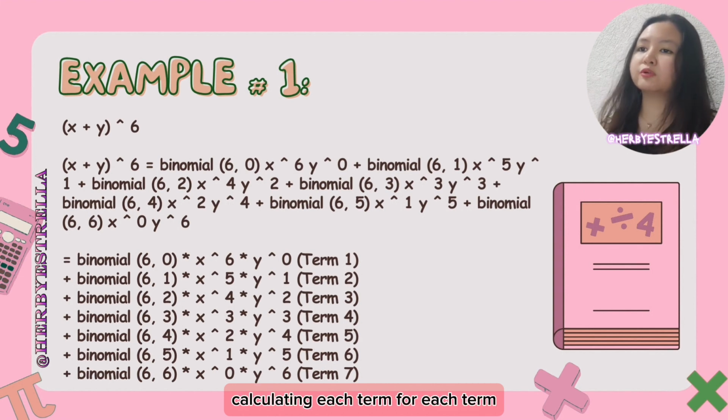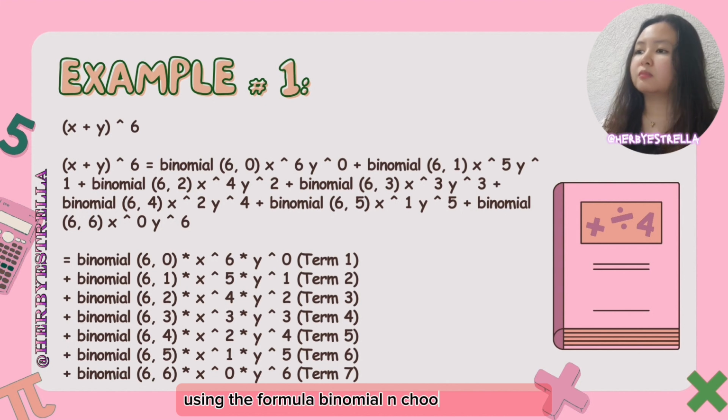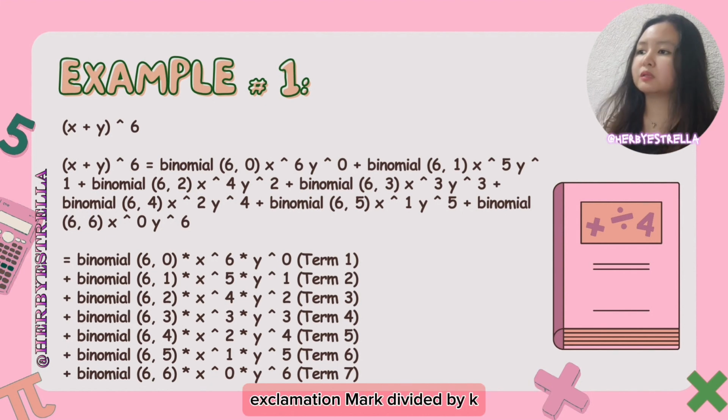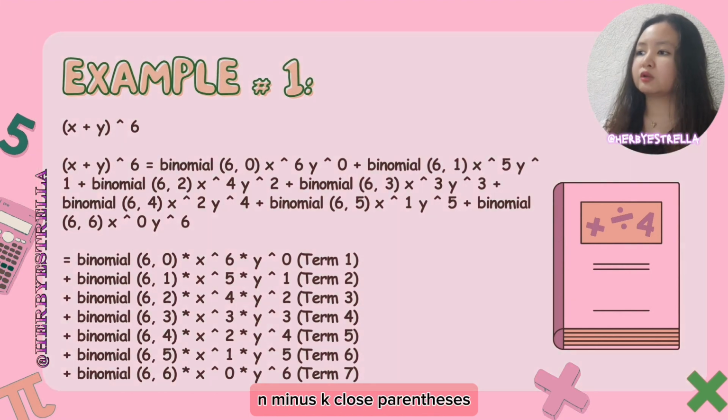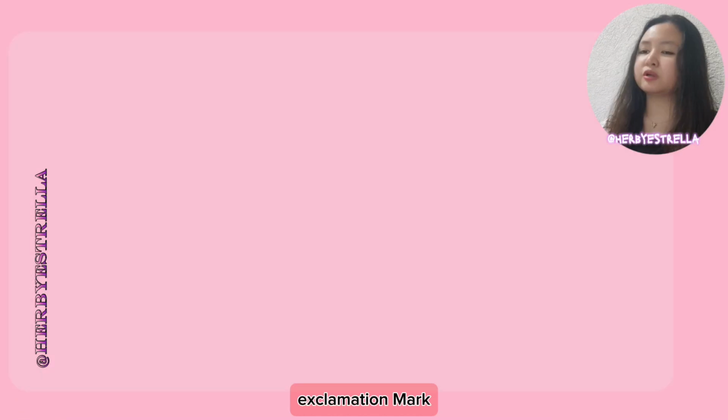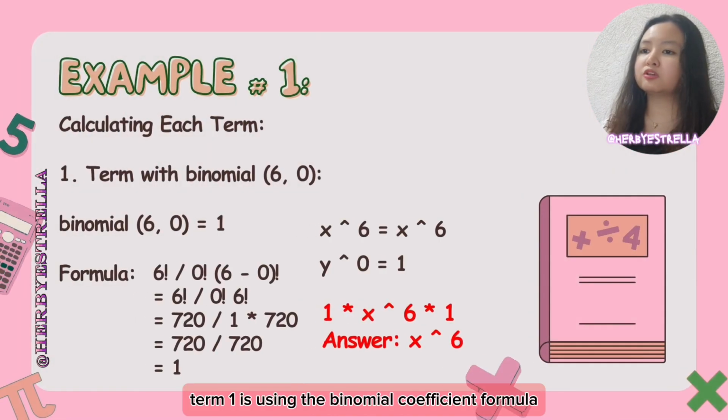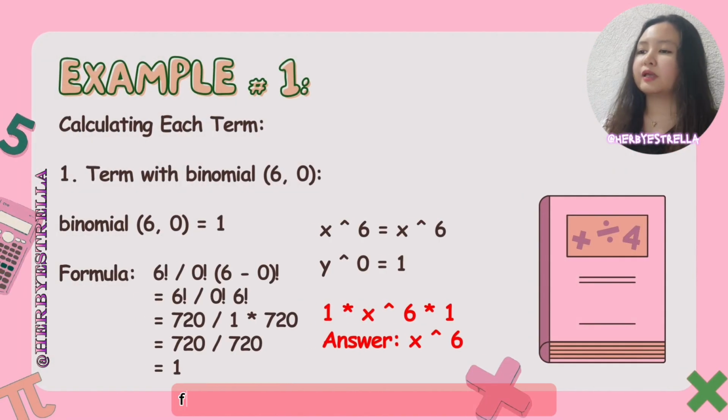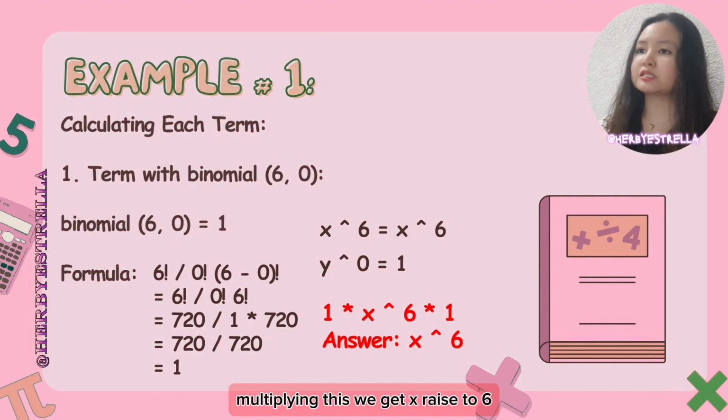Calculating each term. For each term, determine the binomial coefficient using the formula, n choose k equals n! divided by k!(n minus k)!. Term 1 is, using the binomial coefficient formula, we find from the Pascal triangle 6 choose 0 equals 1. The powers of x and y are 6 and 0 respectively. Multiplying this, we get x^6.